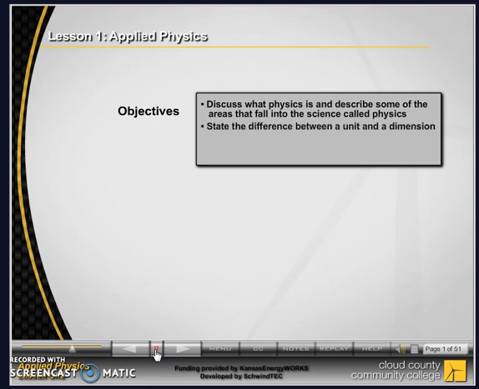State the difference between a unit and a dimension. Convert between systems of units. And solve problems using a structured approach.